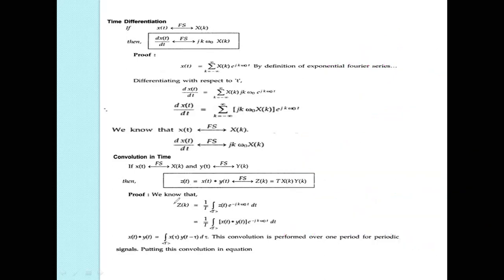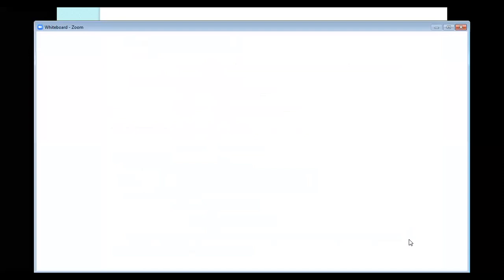Coming to here, in the convolution in time, we are using the convolution integral formula. What is the convolution integral formula? The integral of x of tau, y of t minus tau, d tau. Okay, let's go to the proof of the convolution in time.